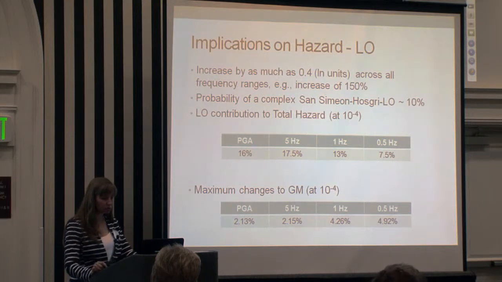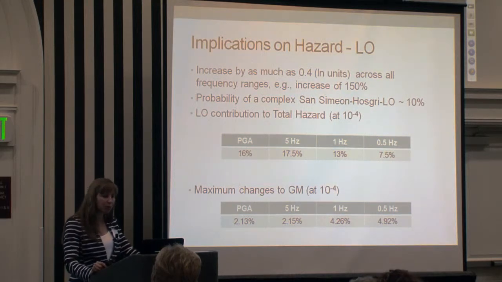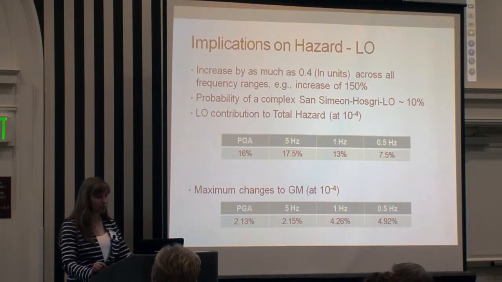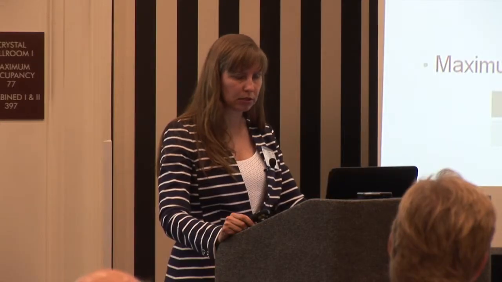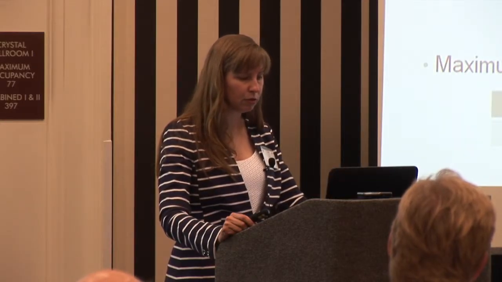Okay, for the Los Osos, again, as we saw, it was about 0.4 log normal units, so it's about a 150% increase. We stuck with the probability of a complex San Simeon, Hosgri, Los Osos rupture of about 10%. The contributions here range between 16 and 7.5 for the different periods, or different frequency ranges. And so the maximum changes on the ground motion range between 2% and close to about 5%.